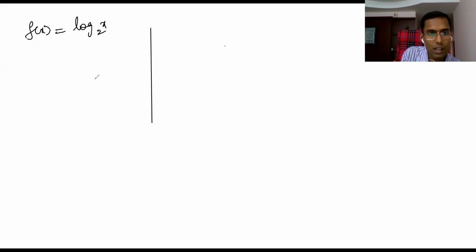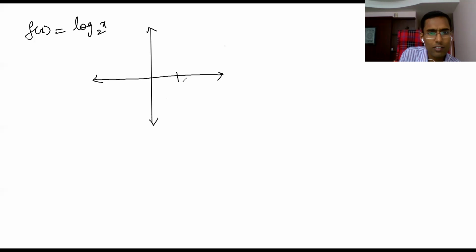Okay, what we are discussing is the function, the graph of log x to the base 2. So what is the graph? The graph is like this.